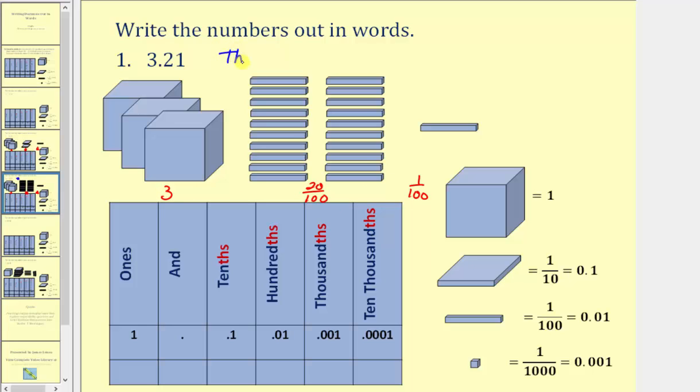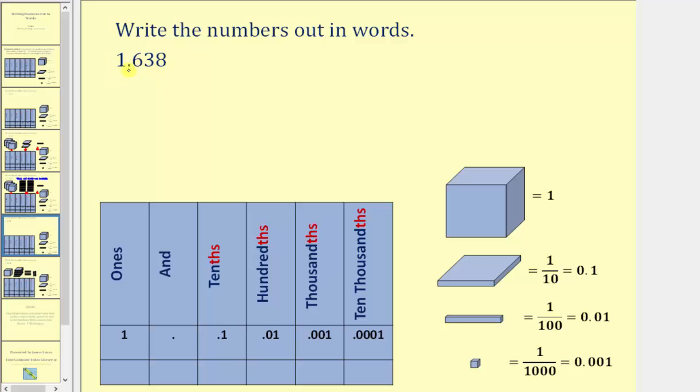So again, 3 and 21 hundredths. Notice how if we take a look at our number again, we do have the number 21 to the right of the decimal point, which is how we read this, 21, and because the rightmost place value is the hundredths, we say 3 and 21 hundredths. Let's look at another example.